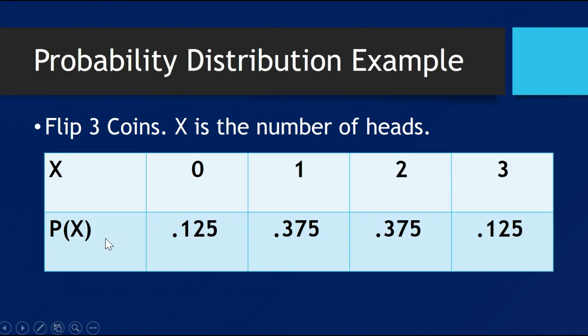Now it turns out the probability in that case is not all the same. There's actually more ways to get 1 head and 2 tails than there is to just get 3 tails. So the probability of getting 3 tails is 0.125. The probability of getting 1 head, and that would imply 2 tails, is 0.375. Same probability for getting 2 heads, and then 0.125 is the chance that we get 3 heads. So this table is the probability distribution.